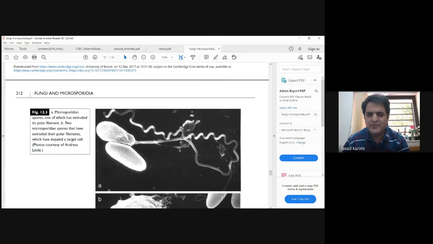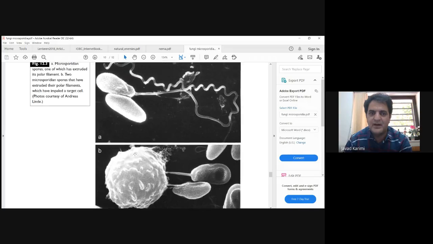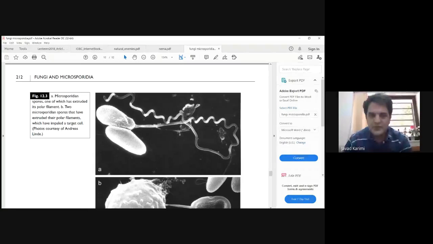This is another type of Microsporidium. This is a close group to fungi, which we named Microsporidium. The main genus of this is Nosema. You can see the image of this.